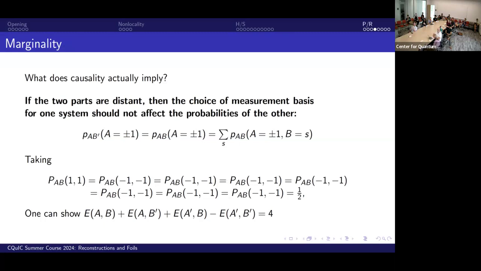The idea for them about causality is that you have 2 parts of the system, Alice and Bob, distant apart. The choice of measurement basis by Alice, say, should not affect the probabilities that Bob observes. So if Bob is using B prime here, or is using B, the probability of Alice getting measurement outcome plus or minus 1 is equal in both cases, and both may be attained as this marginalization over the outcomes that Bob will get, regardless of which measurement method is used here.